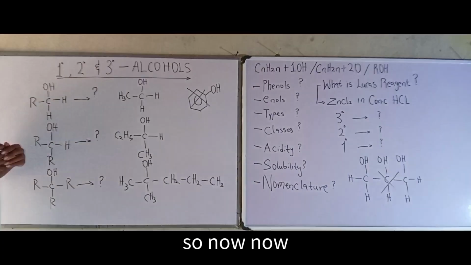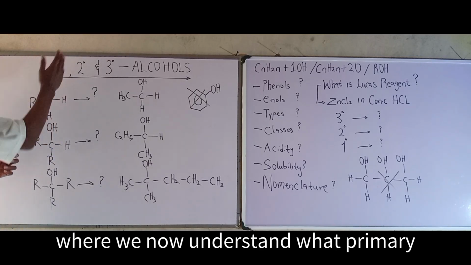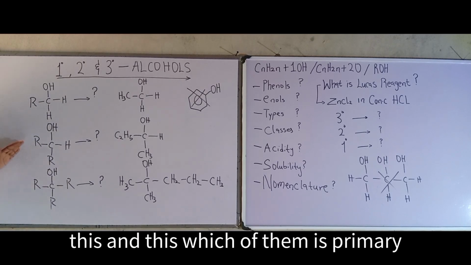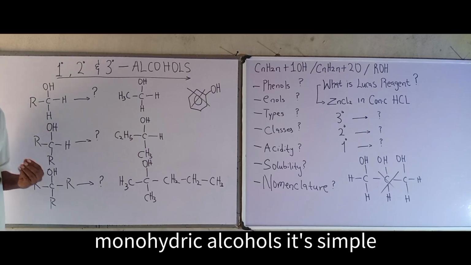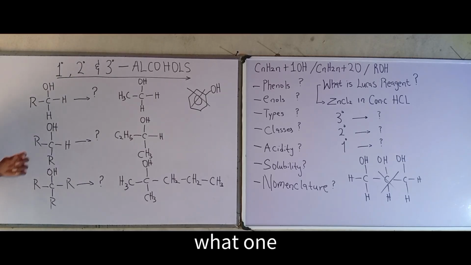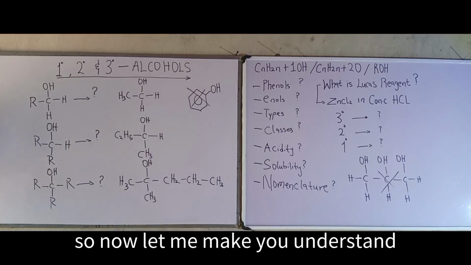So now we have come to this point where we understand what primary, secondary and tertiary is. Now see how it goes. Between this and this, which of them is primary, secondary and tertiary, that are all under monohydric alcohols? It's simple. It depends on the presence of one alkyl group. Now I might be speaking gibberish to you, so let me make you understand.